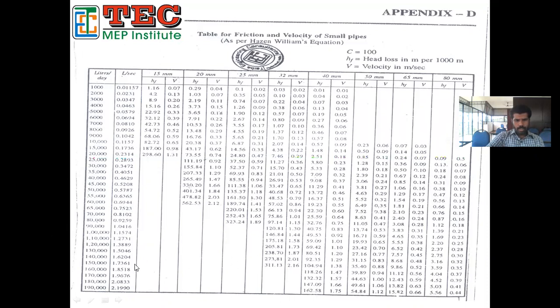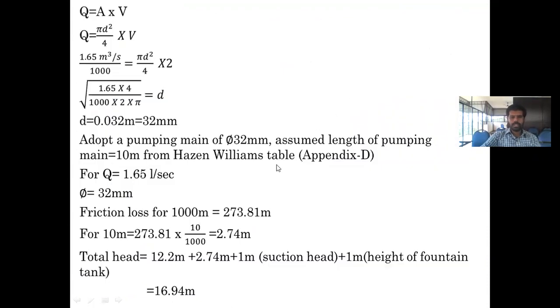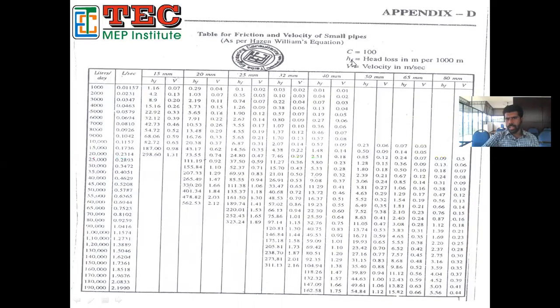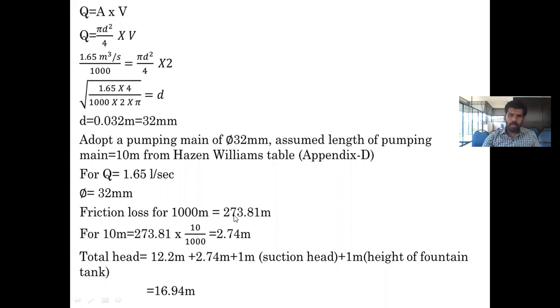How much is it? 273.81 is the friction loss. Okay, 273.81 is the friction loss. So 32 mm with respect to 1.6. So you got 273.81 as the friction loss for 1000 meter. So you can see here, HF head loss in meter per 1000 meter. So we got 273.81 meter for 1000 meter as the friction loss.